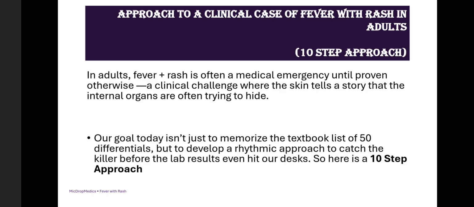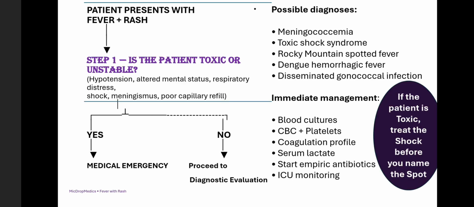So here is a 10-step approach. When a patient walks in with a fever and a rash, before you look at the patterns or count spots, you need to ask one question. Is the patient unstable? If you see hypotension, altered mental status, signs of shock, or a stiff neck, you have already hit the red line. You aren't evaluating anymore. We are in a medical emergency.